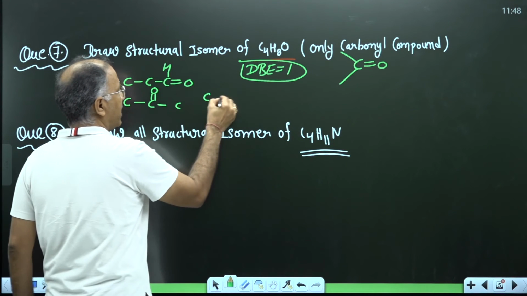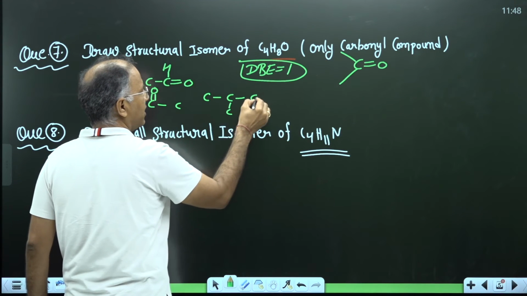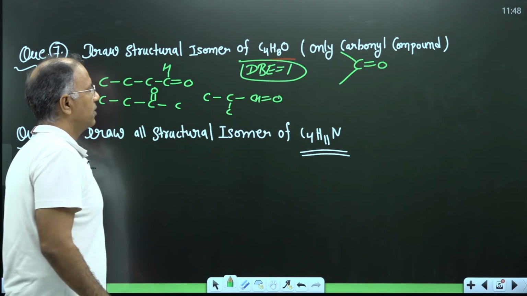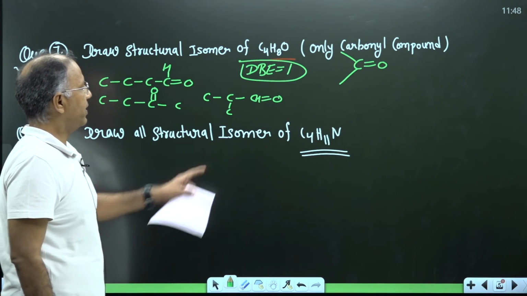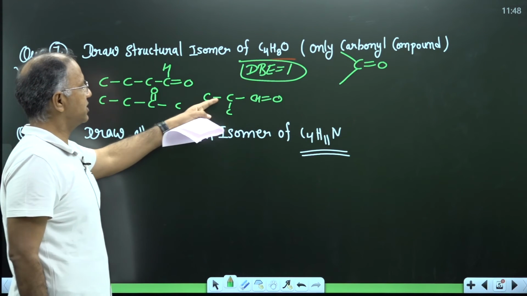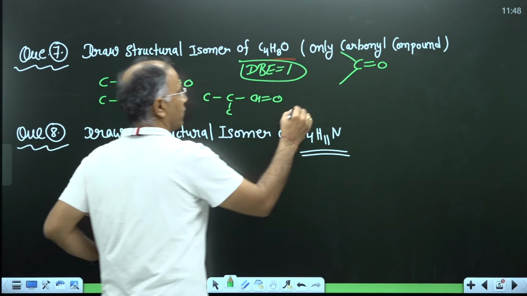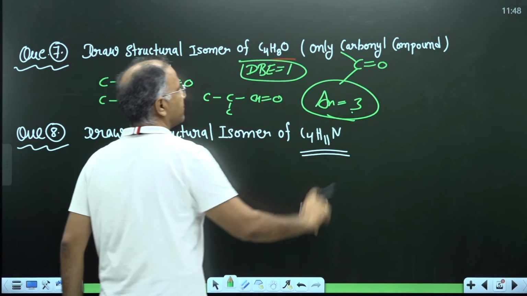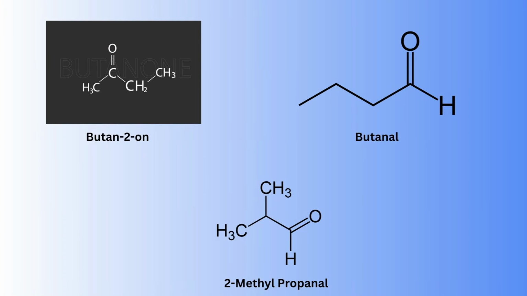Then we will go for branching. In branching, we can place C double bond O on this first carbon. And if we place this C double bond O on this carbon, the carbon becomes pentavalent. It means this structure is not possible. What is the correct answer? Answer will be 3. Question 7, answer 3. Okay, correct.